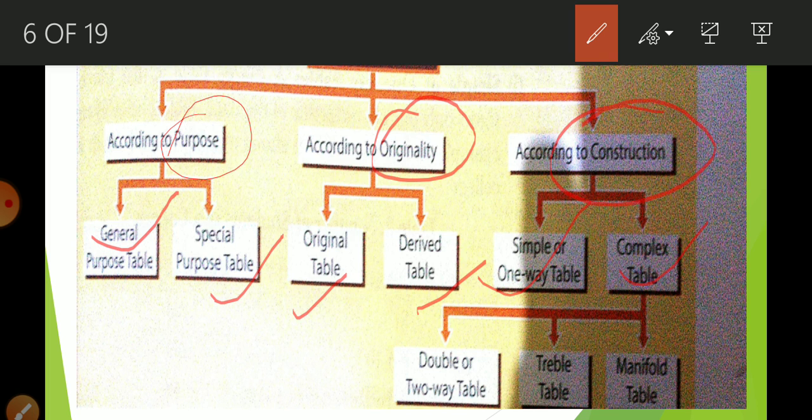So one way, or simple. One means it is going to have only one feature or one characteristic, like on the basis of number of workers, number of students, or height. Any one you are going to pick up. Now complex: within the complex you are going to study double, which means two characteristics. Triple, here you are going to explain three characteristics. Manifold, more than three. So let us understand all of these one by one.